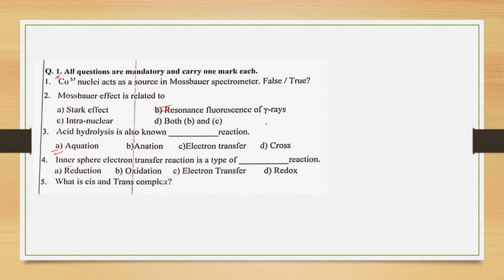What happens in acid hydrolysis? The aqua complex is formed. Ligand substitution reactions in which the aqua ligand replaces the existing ligand in the complex. Inner sphere electron transfer reaction is a type of redox reaction, because it is an electron transfer reaction. Electron transfer is also given as an option, so don't be confused. It is a redox reaction because there is a use of reductant as well as oxidant.